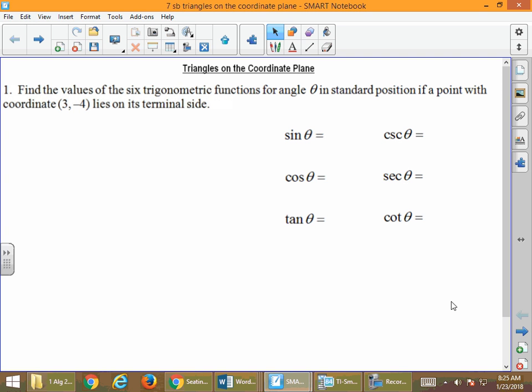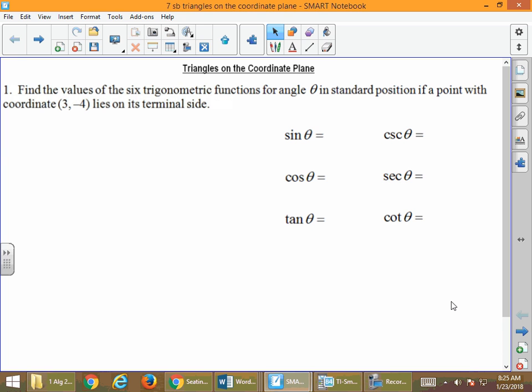Today we're going to talk about triangles on the coordinate plane. And one of the keys to this is drawing a good picture. I think if you can draw a good picture of the triangle, this will make these types of problems a lot more user-friendly, shall we say. A lot easier to understand.